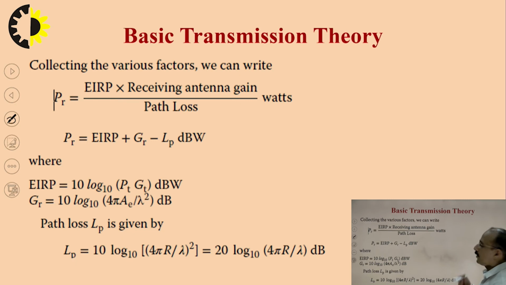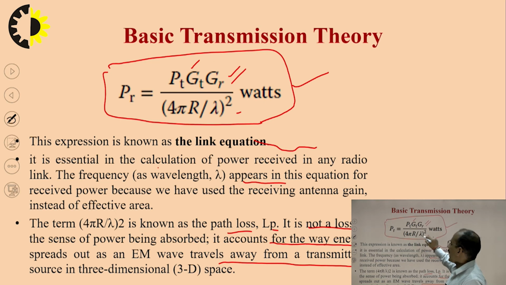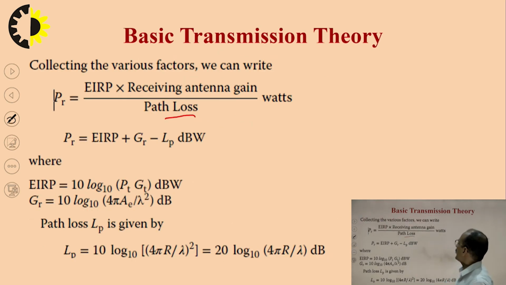So now how are you going to design this as per this definition? Recollecting that PT GT is equal to EIRP, GR is the receiving antenna gain, and (4 pi r upon lambda) square is denoted by path loss. So this is complete in watt, but you have to calculate it into dB, where PR equals EIRP plus GR minus LP, because multiplication becomes addition on applying logarithmic operations. Where EIRP is equal to 10 log 10 PT GT, GR is equal to 10 log 10 (4 pi AE upon lambda square), and path loss LP is given by LP equals 10 log 10 (4 pi r upon lambda) square. So this is the calculation part of the link equation in dB.